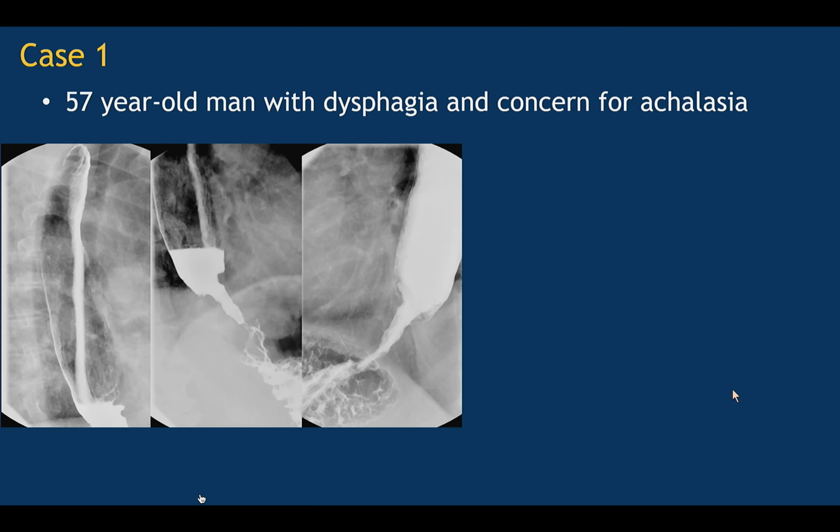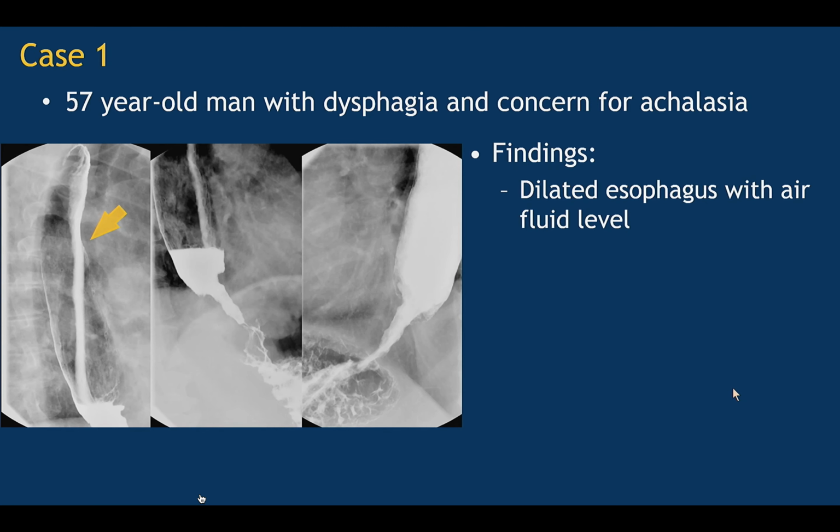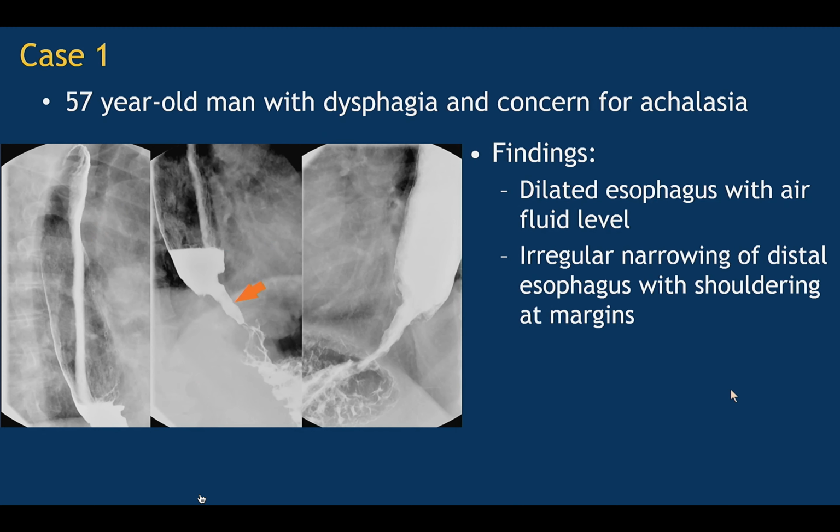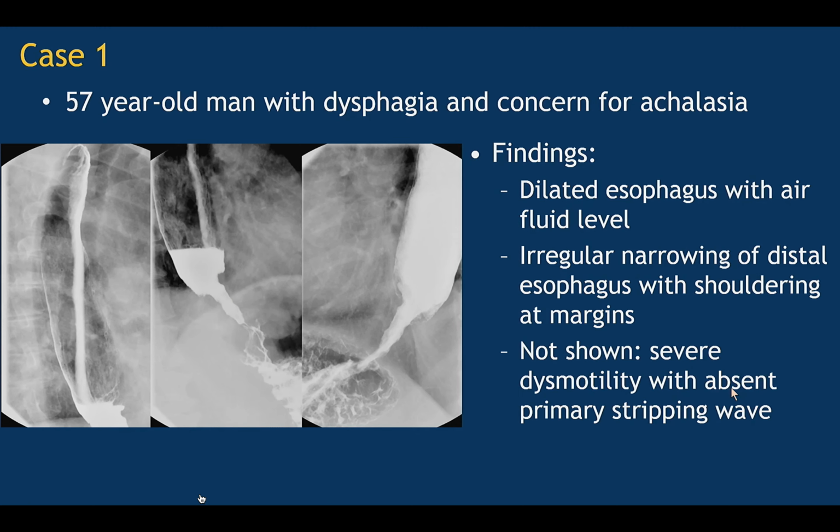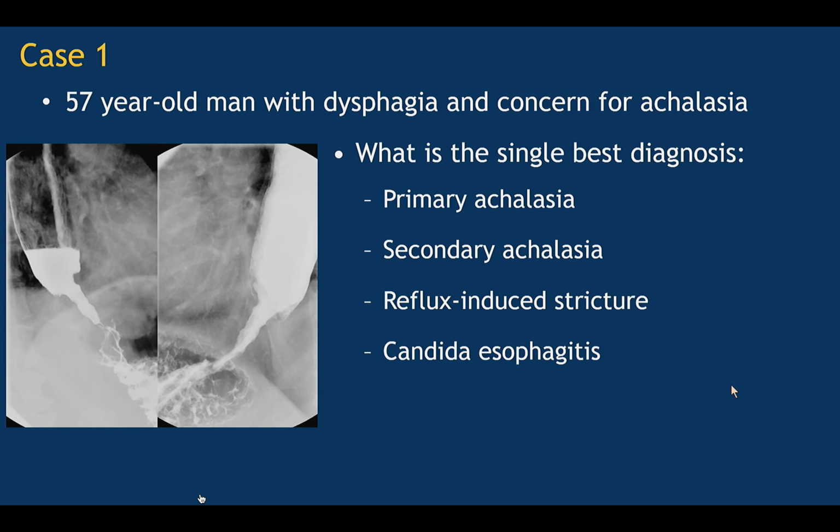First case is a 57-year-old man with dysphagia and concern for achalasia. We have 3 still images from an esophagram. There's a dilated esophagus with air fluid level. There's irregular narrowing of the distal esophagus with shouldering at the margins. And what is not shown is that there was also severe dysmotility with absent primary stripping wave. What is the single best diagnosis? Primary versus secondary achalasia, reflux-induced stricture, or candida esophagitis?